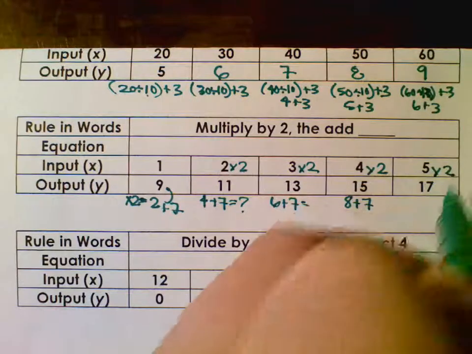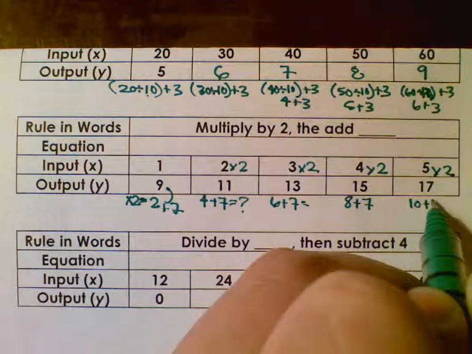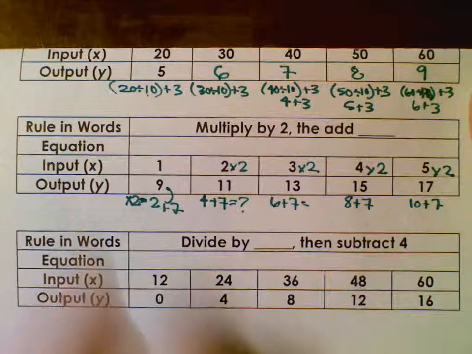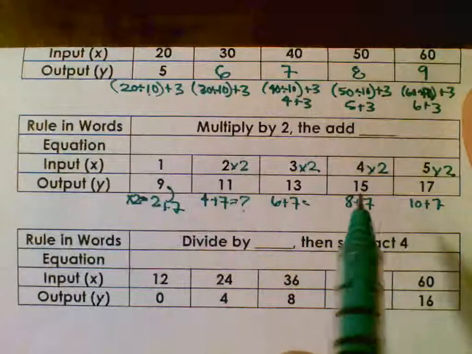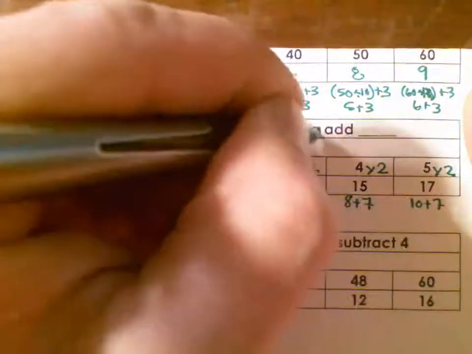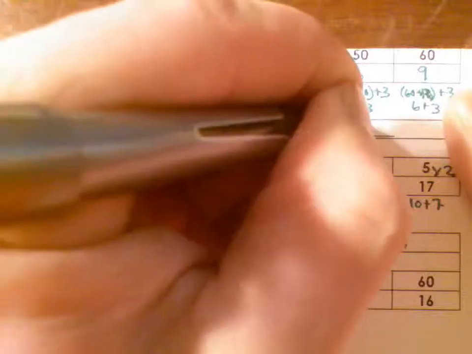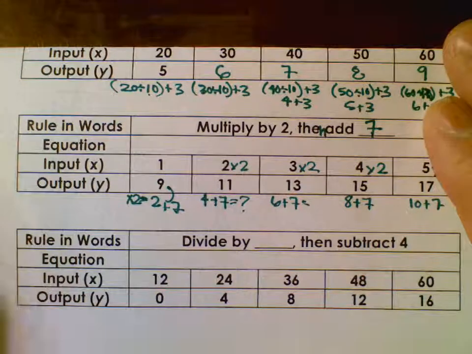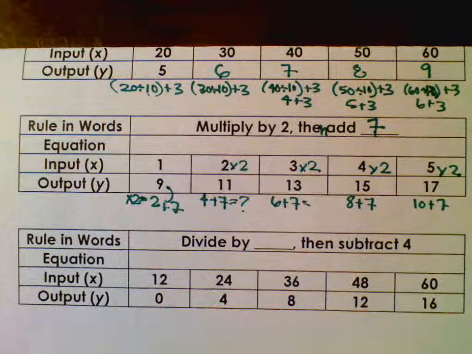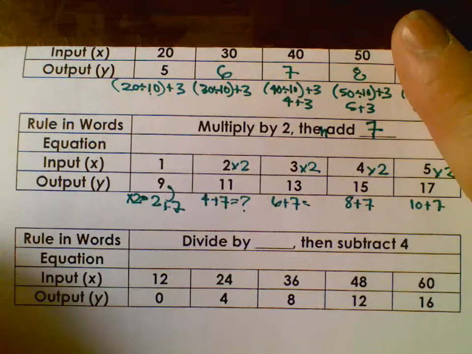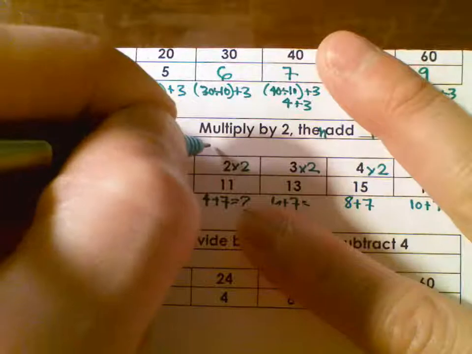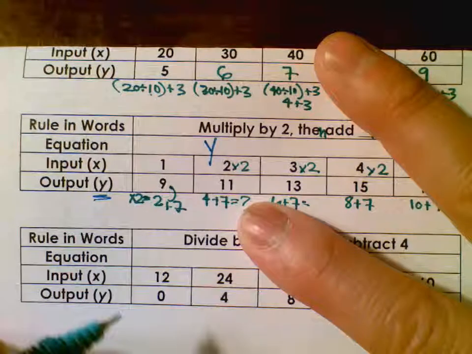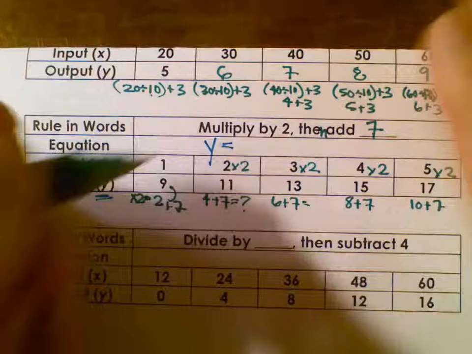5 times 2 is 10. 10 plus 7, does that give me 17? Well, it seems like it, doesn't it? So now, multiply by 2, then add 7. Now the question is, what does that look like as a formula? Well, here's what we do. We put our output, because we know our output is going to be y. Our output is y. And y is equal to, well, what did we do?